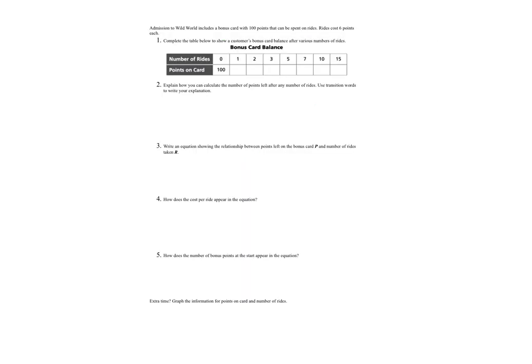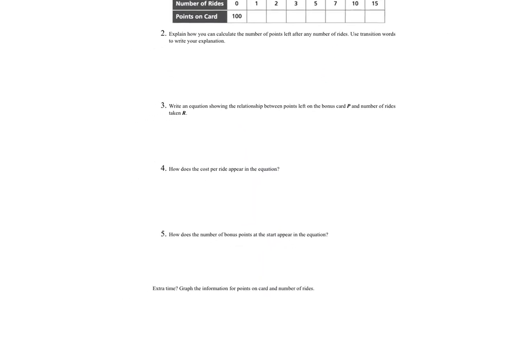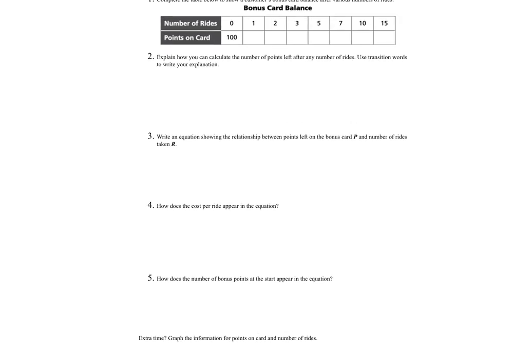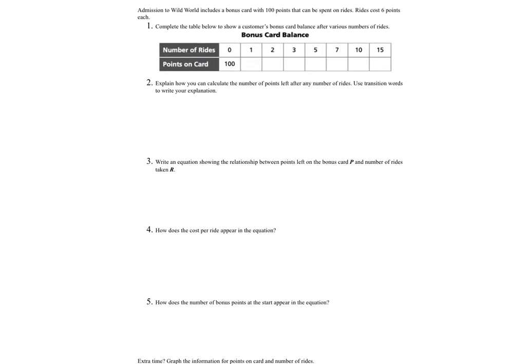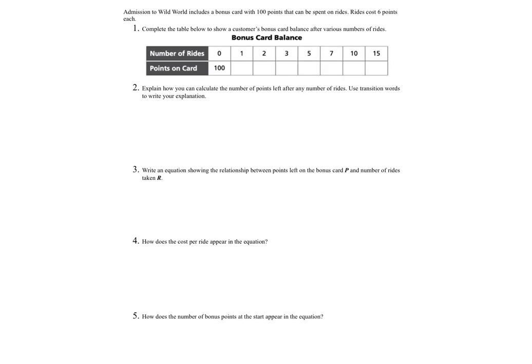All right. Go ahead and flip your paper over. We're now looking at this one. Okay, admission at Wild World includes a bonus card with 100 points that can be spent on rides. Rides cost 6 points. Let's highlight the important information here. 100 points. Rides cost 6 points. Okay, so complete the table to show the customer's bonus card balance after various numbers of rides.